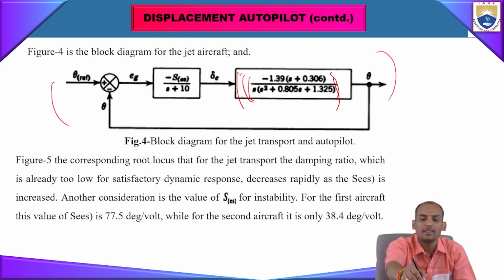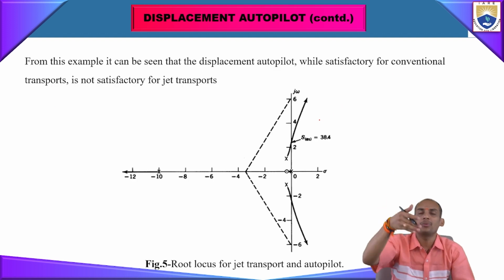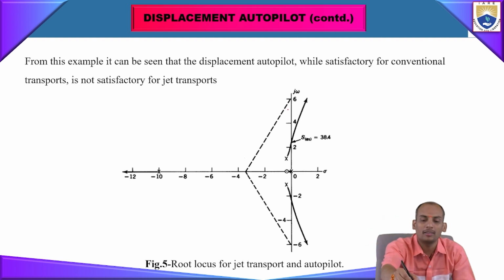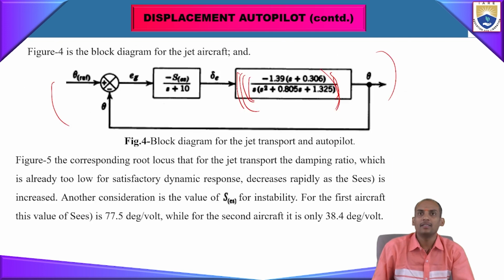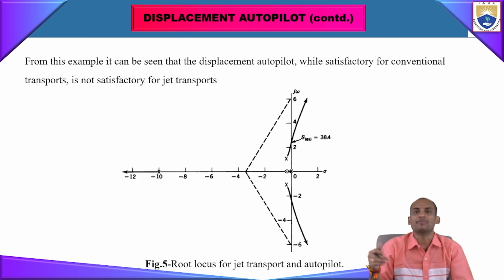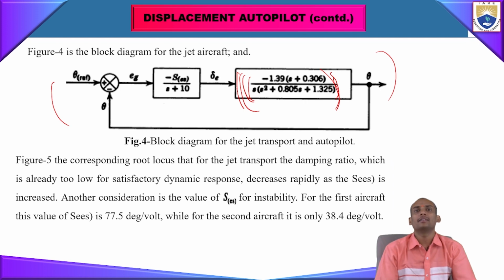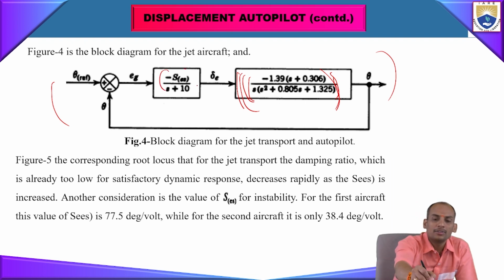If the function is like that, the root locus will be, and what does root locus mean? It is the roots only, how the roots change. If you see previously, this was near to 4. Here you see the locus is near to 4, but it is decreasing. So you can see the root locus of the jet damping ratio, which is already too low for satisfactory dynamic response. It decreases rapidly with the SES. So if SES is increasing, it is decreasing.